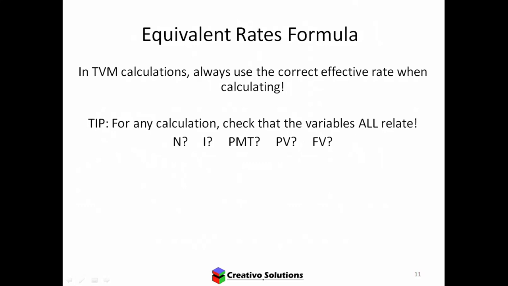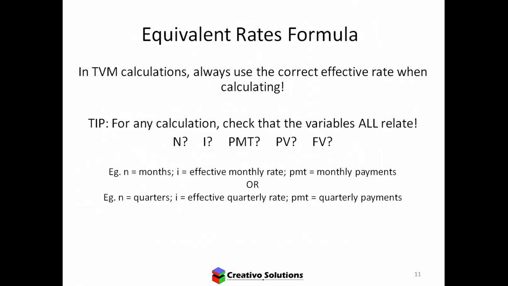So when you look at the equivalent rates formula, it's quite simple. When looking at all of these different variables, you need to make sure that all the variables are in line. So if I'm using months, everything needs to be in months. If I use quarters, everything needs to be in quarters. If I use days, then everything needs to be days. So it doesn't matter. It just depends on the question. You need to be able to convert one rate to another depending on what's asked for.